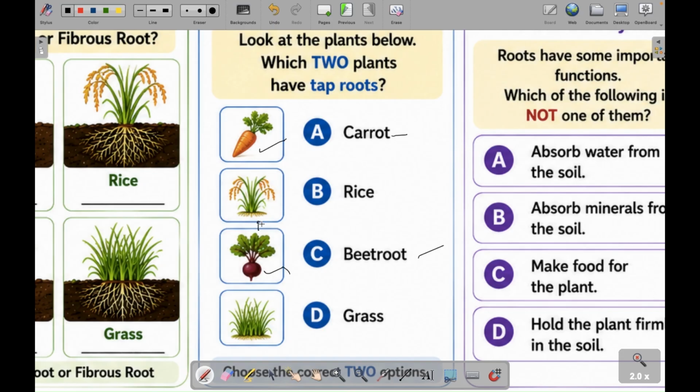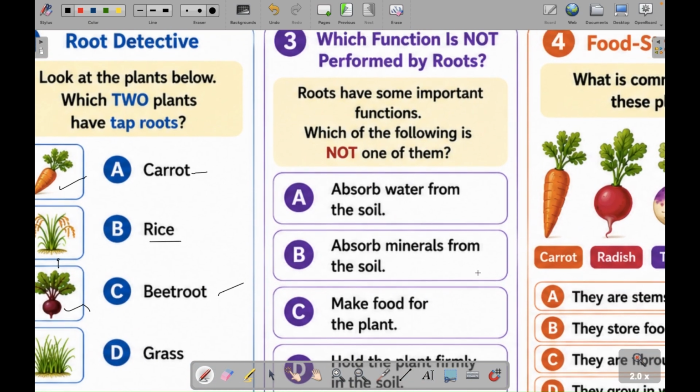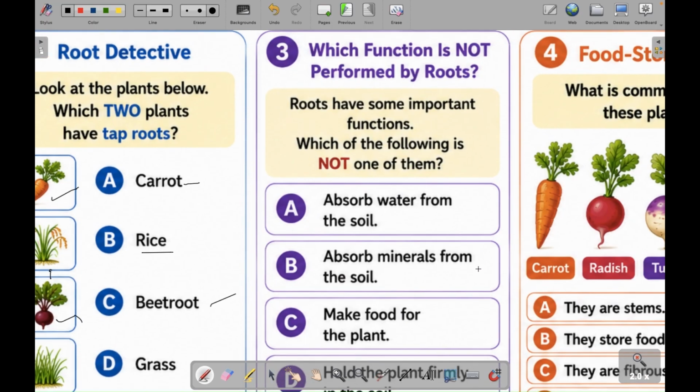We are now able to recollect the names. If you study with images, it becomes more clear. Once you see rice, this image will come up. Once you see grass, this image will come up. So you'll recollect later that it has a fibrous root system. Which function is not performed by roots? Roots have some important functions. Which of the following is not one of them?